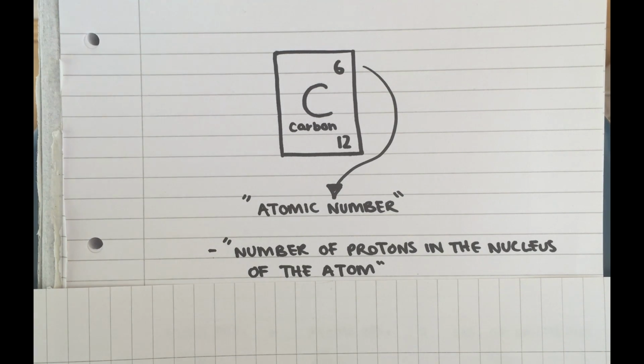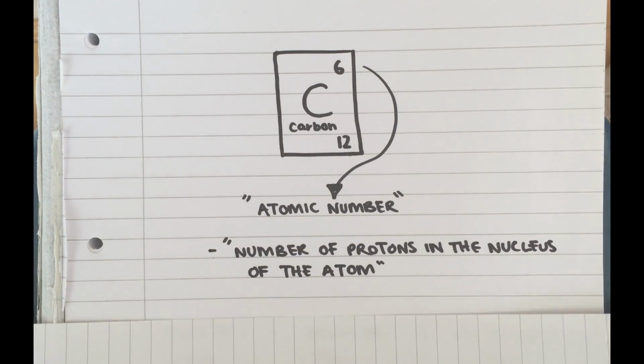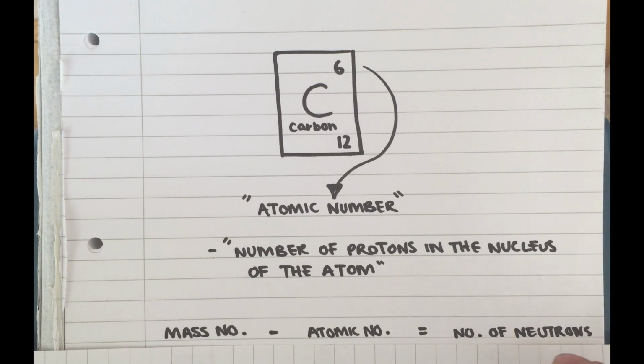So last time we had the mass number, and the mass number referred to the number of protons and neutrons in the nucleus, while here the atomic number only refers to the number of protons in the nucleus of the atom. And what's the relevance of this? Well, if we know the number of protons and neutrons, and we know the number of protons, this means we can come up with a formula which will allow us to calculate the number of neutrons.